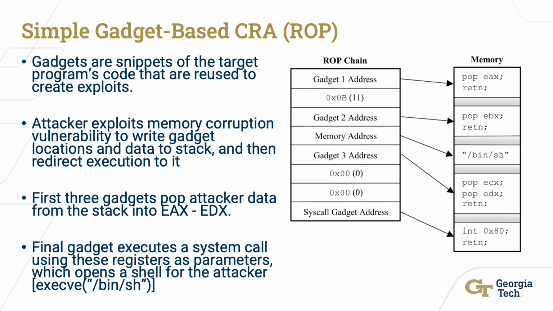In the case you see on the right-hand side of the slide, the first 3 gadgets pop attacker's data from the stack into the EAX through EDX registers. The 4th gadget is a special purpose gadget that executes a system call using these registers as parameters. Ultimately, the end result of this simple exploit is the opening of a shell for the attacker.